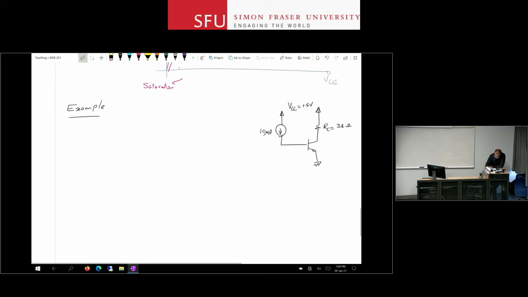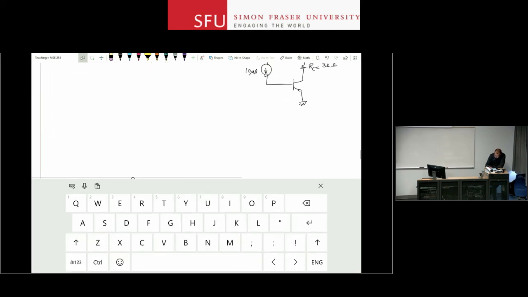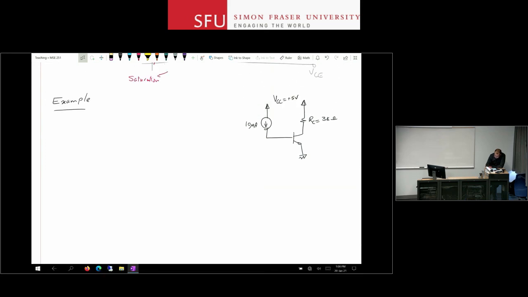And the NPN device here, we are told has these characteristics. For this NPN device, IS is 1 femtoamp and beta is 100. Okay? Now the question is, so this is your transistor in a simple circuit. What are VBE and VCE in this circuit?